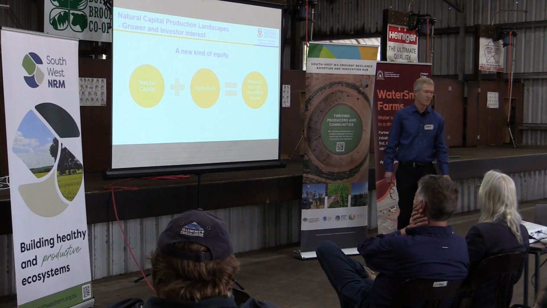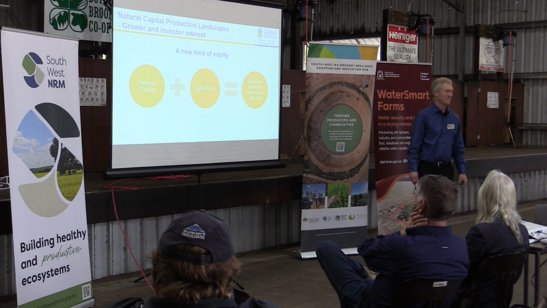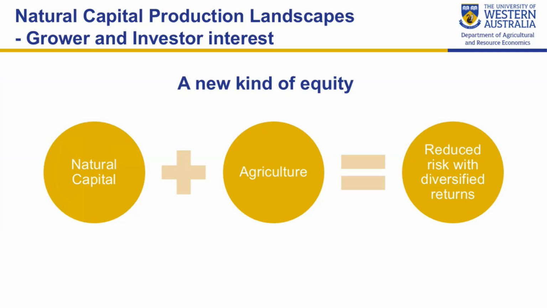So this is the formula that I want everyone to remember today. If you always tend to remember three things in a presentation, this is one of the ones that I want you to remember. With natural capital plus agriculture, you get reduced risk and diversified returns. You reduce your variance, you reduce your variability.